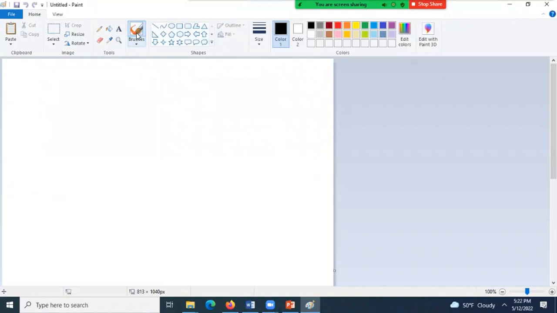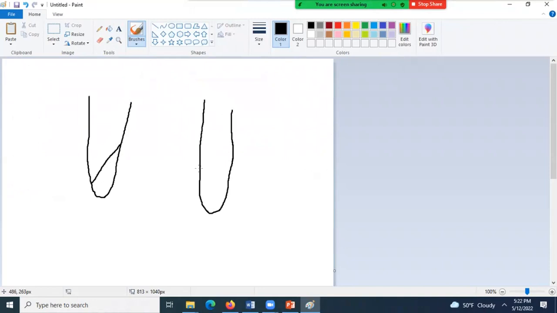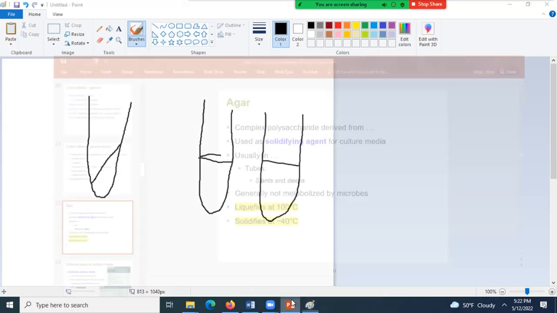Tubes are usually slants, where the media is something like that, but they could be where the media is something like that. That's not very good. Let's try that again. That's even worse. I'm trying to draw a straight line across. No, that's about as good as I'm going to get. Sorry, I'm not an artist.